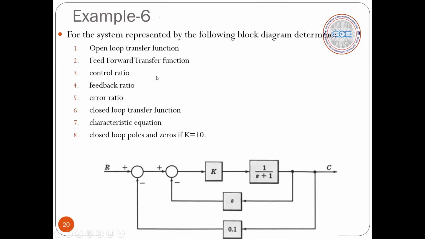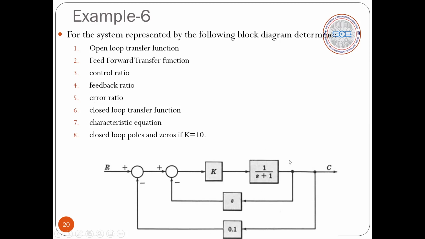And what all we have to find? We have to find open loop transfer function, feed forward transfer function, control ratio, feedback ratio, error ratio, closed loop transfer function, characteristic equation, and closed loop poles and zeros if K equals 10. So this is the given block diagram.